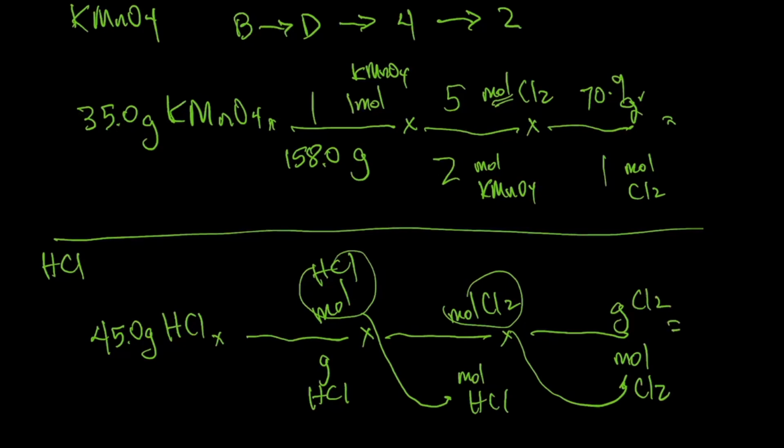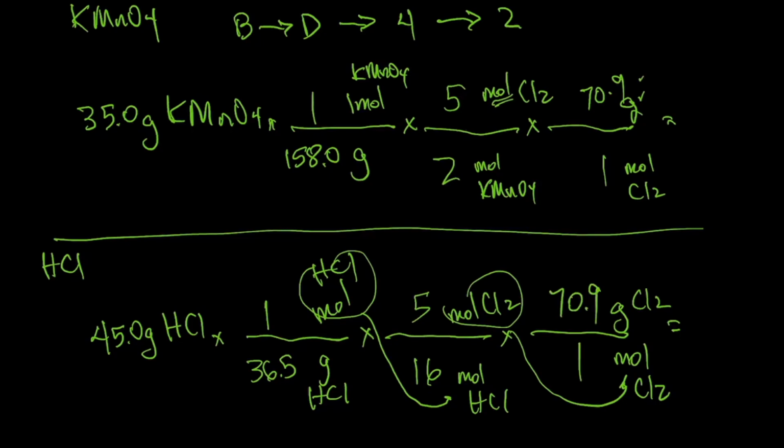So what is the molar mass of HCl? It's 36.5. 36.5 grams is 1 mole. What is the balance equation? It's 16 moles of HCl for every 5 moles of chlorine. 16 to 5. And then what is the molar mass of chlorine? I have it up here, 70.9.